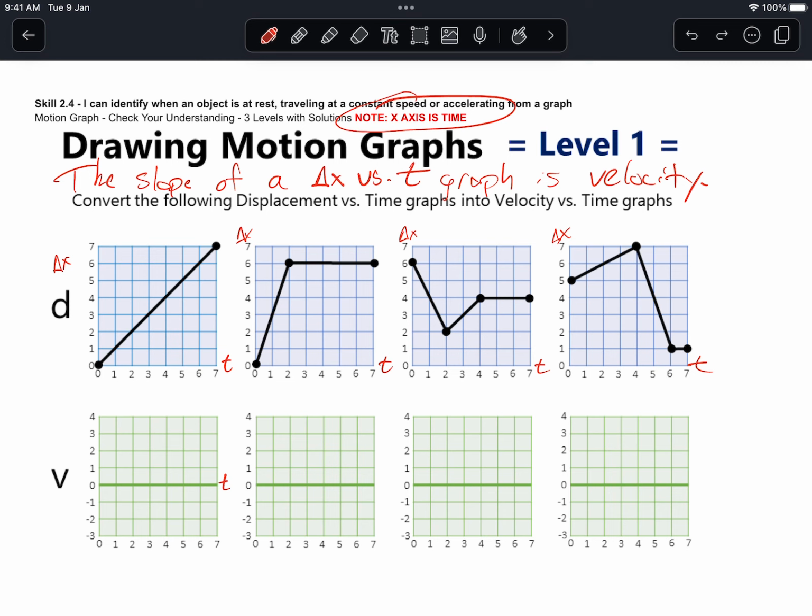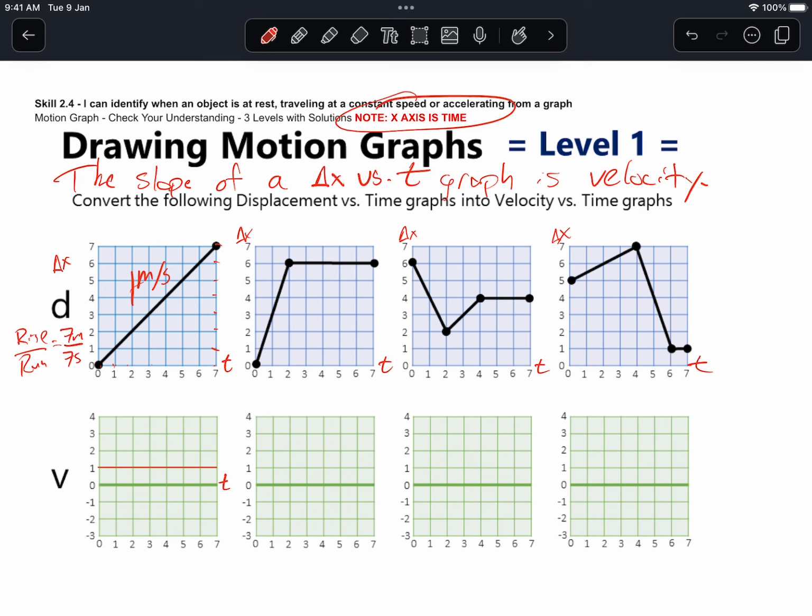Slope is rise over run. So the rise that's happening is 1, 2, 3, 4, 5, 6, 7, and it happens over 1, 2, 3, 4, 5, 6, 7 seconds. So rise over run is equal to my slope. Well, my rise is 7 meters. My run is 7 seconds. Therefore, this slope right here, and it's constant the whole time, is 1 meter per second. Now I can translate that to my velocity versus time graph by finding the 1 meter per second and drawing a line across. Okay? Let's try the second one.